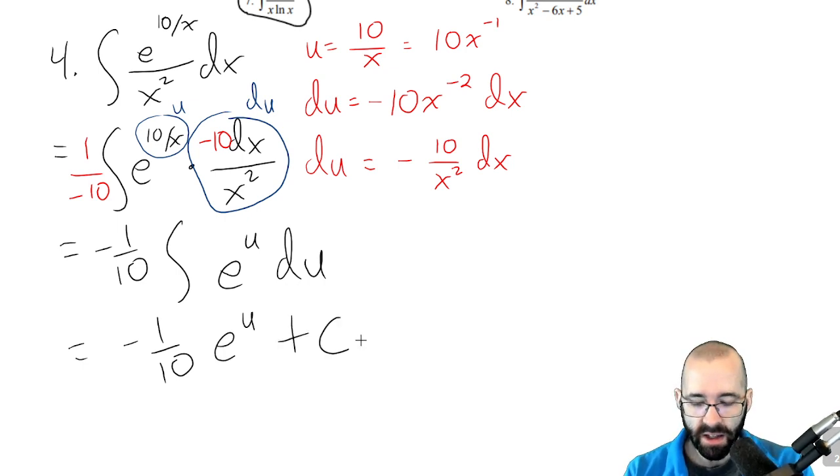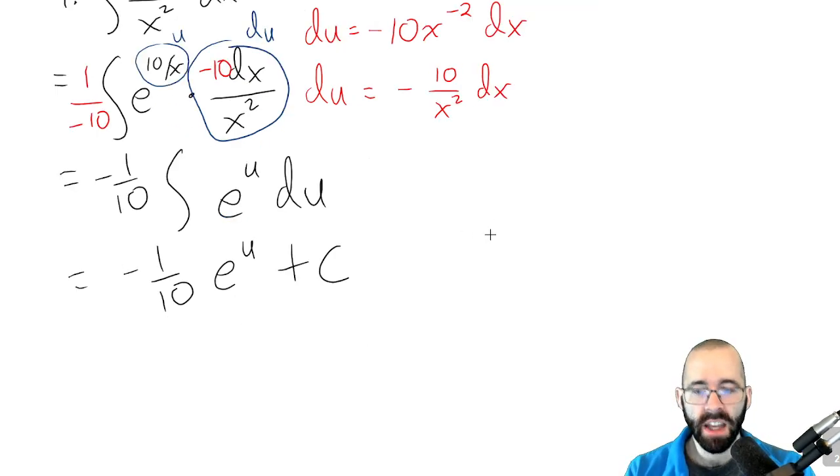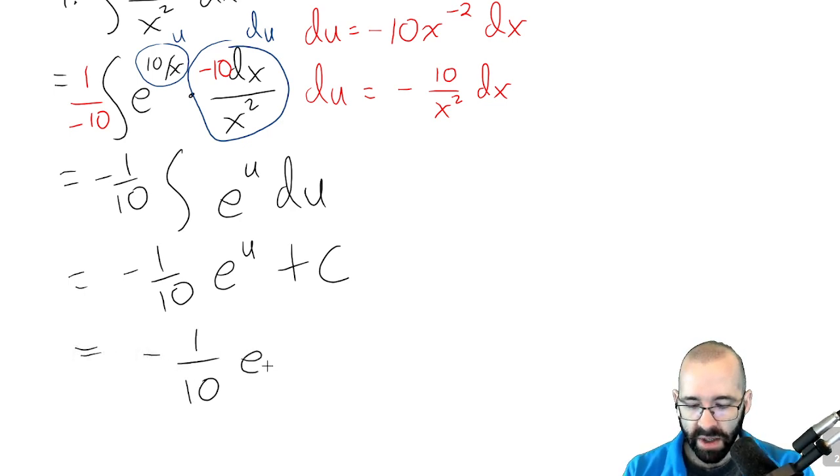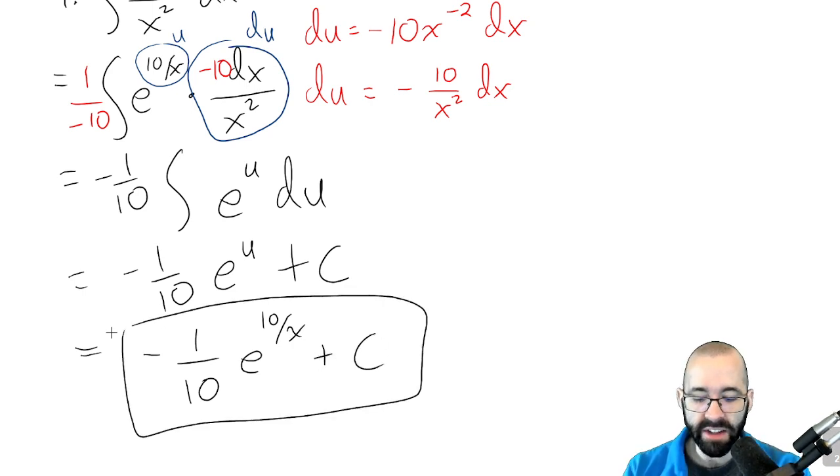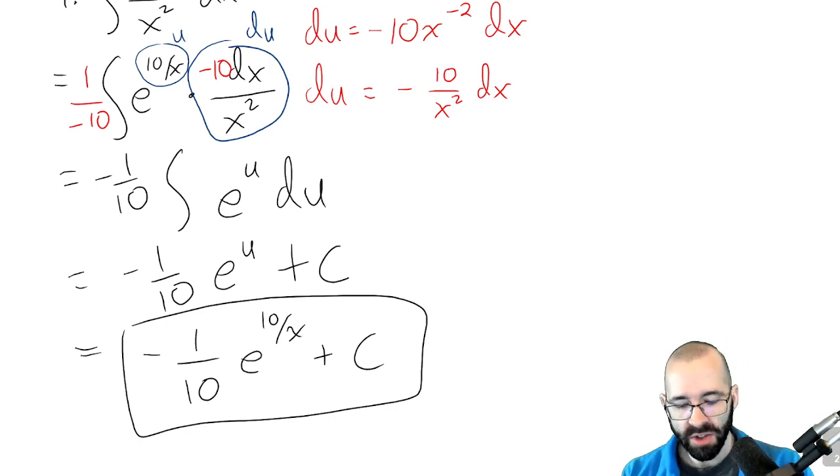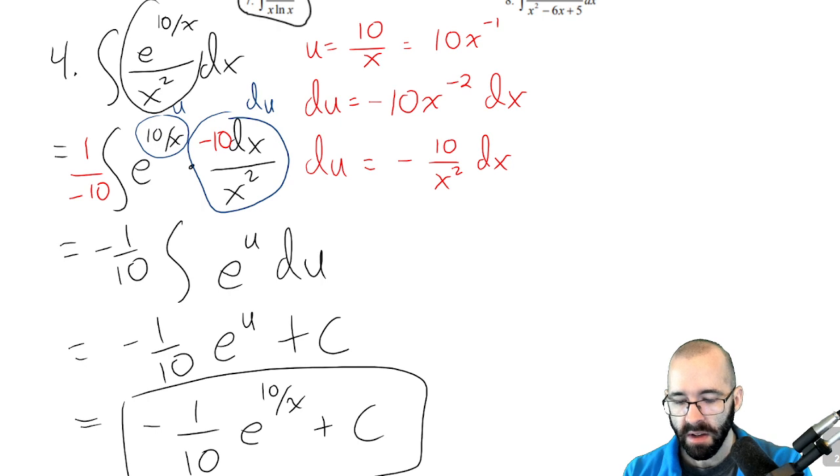Itself, plus a constant. The last step was to put everything in terms of x. We get e to the 10 over x plus c, and you can check your answer by taking the derivative of this. If you took the derivative of this, you should get the original integrand.